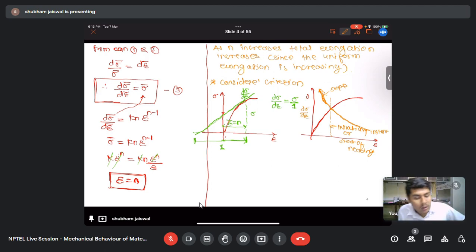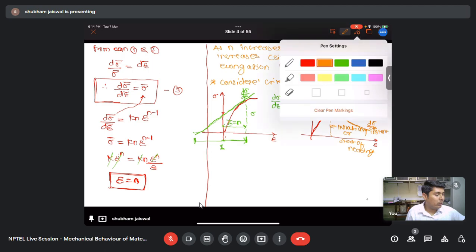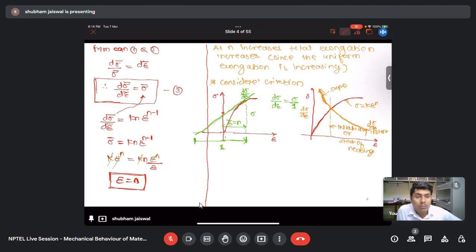Okay, so this is slope, d sigma upon d epsilon. And this curve will follow the equation sigma equal to k epsilon to the power n. And usually the value of n ranges from 0.1 to 0.6.